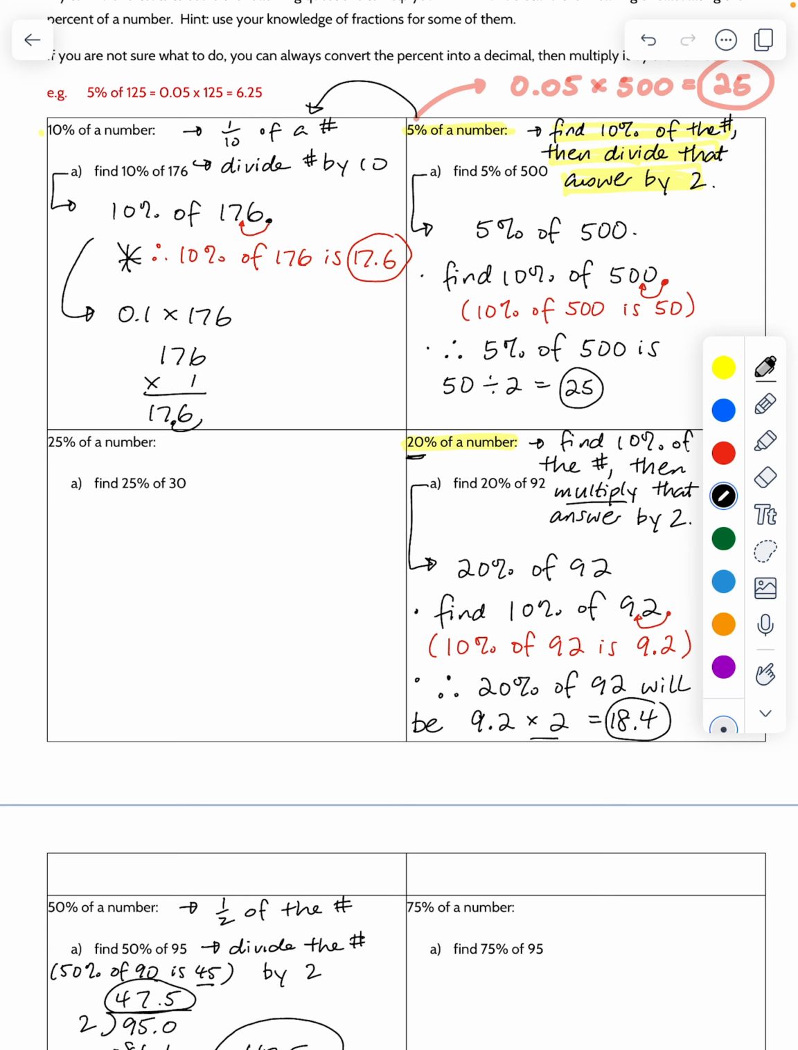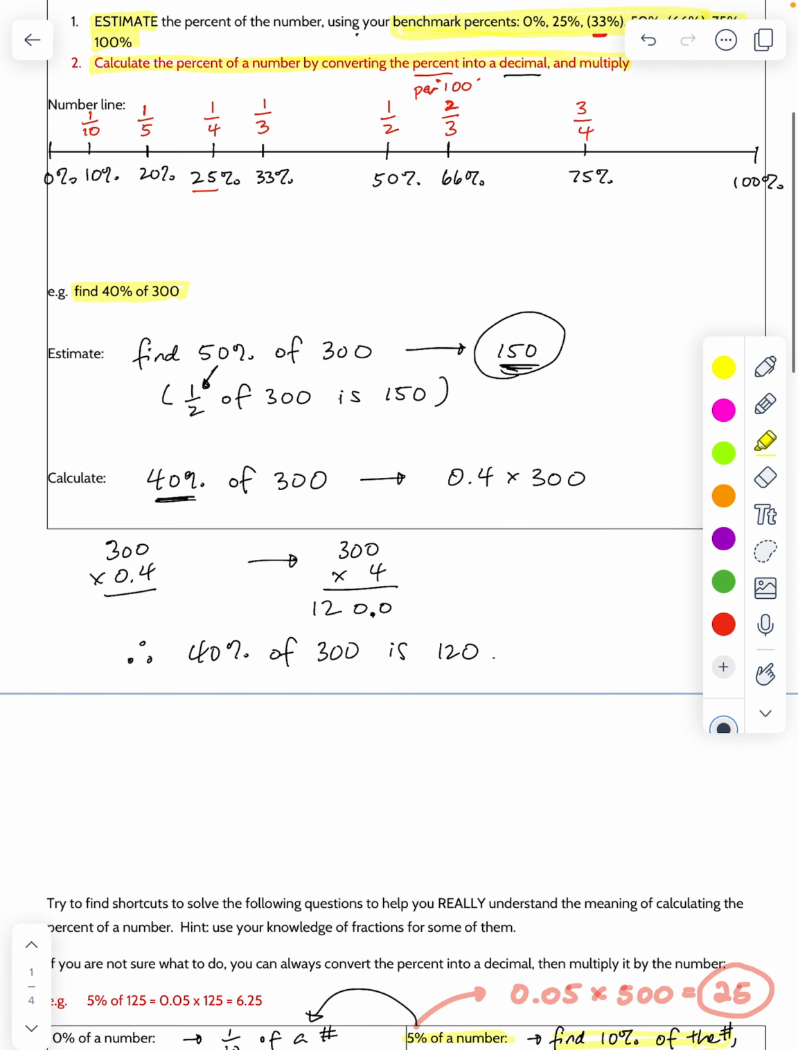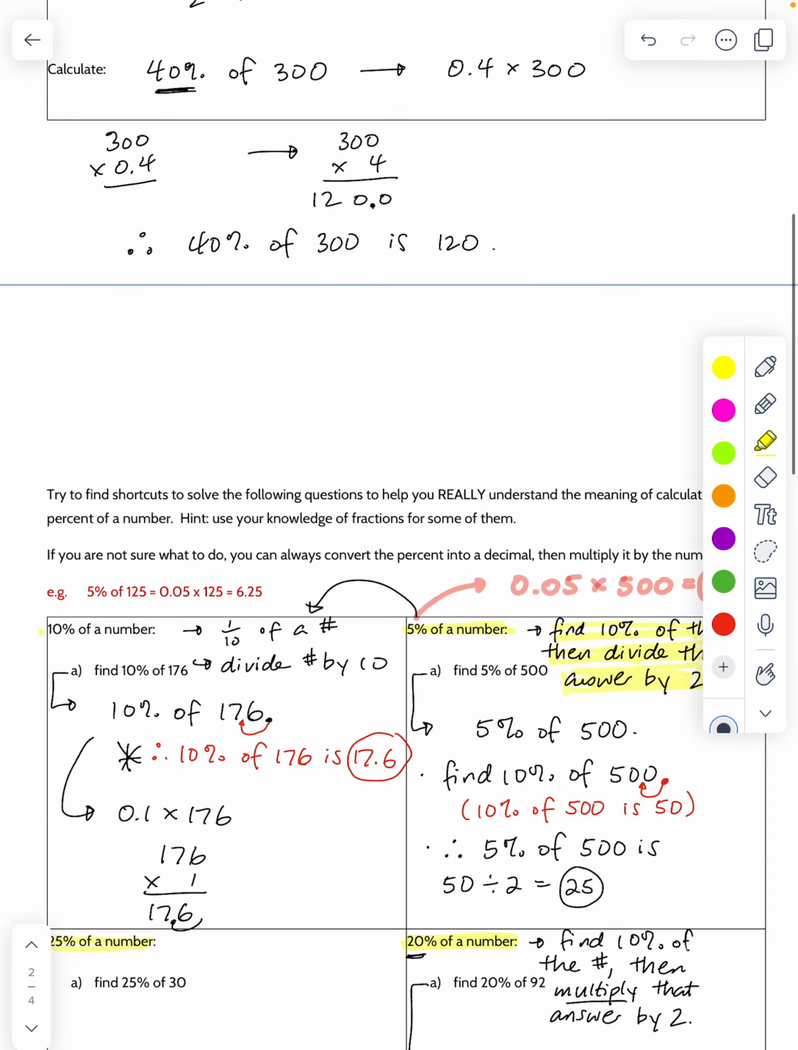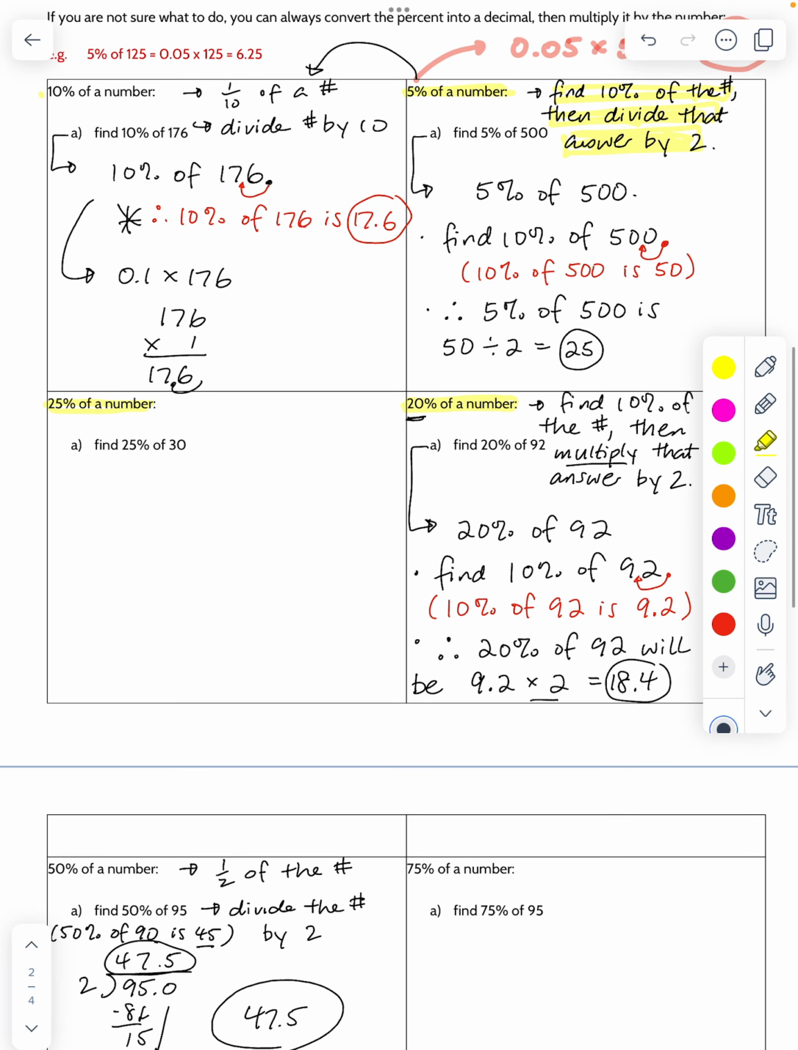Now the last two that we'll deal with are 25% and 75%. Think about our benchmark percents now. What does 25% of a number mean? Think to yourself, what does it mean? Well, if you relate it back to our benchmark percents here, we see that 25% is equivalent to 1/4. So 25% of a number means you're taking 1/4 of the number.